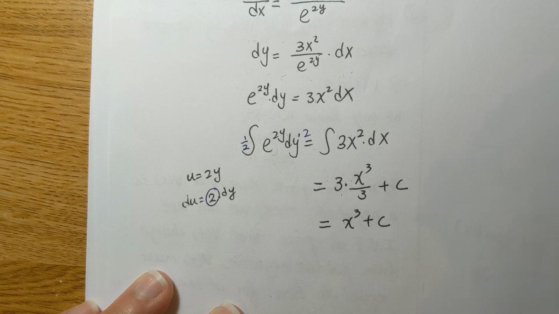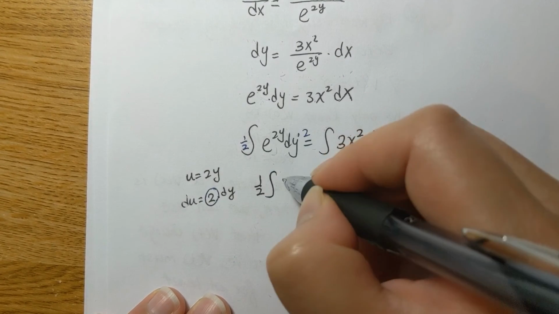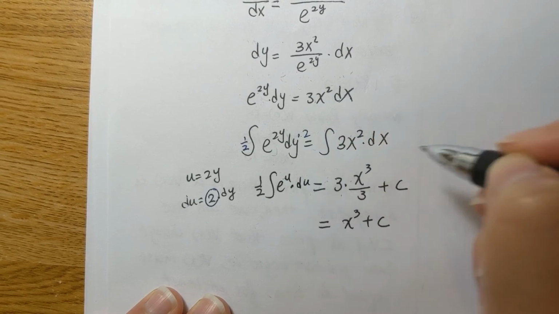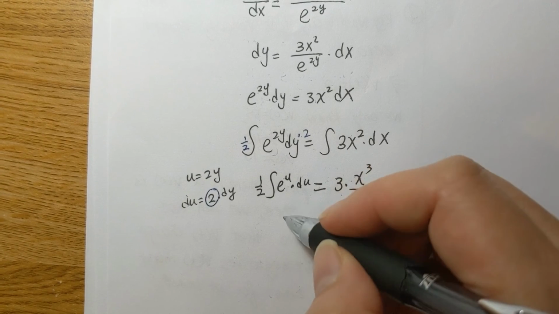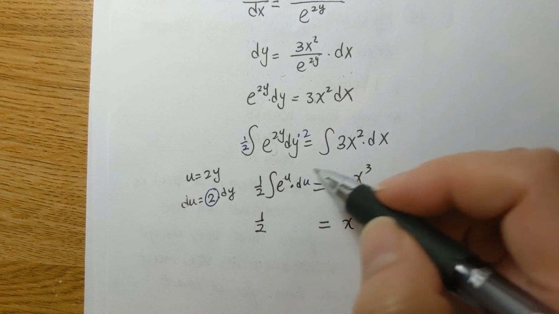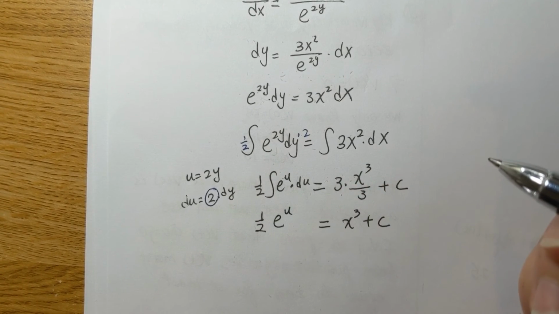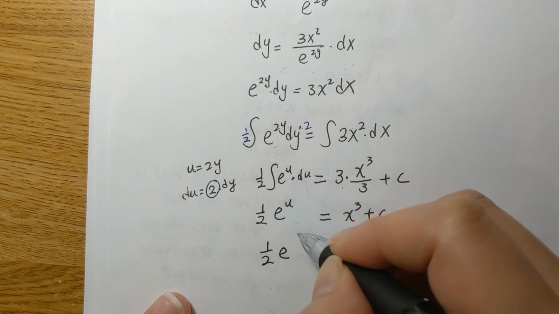So now we are going to rewrite it. So you get 1/2 integral, 2y becomes u, so e to the u, and then dy times 2 is du. Okay, so now we continue. 1/2 stays the same. So e to the u, we know that the derivative of e to the u is e to the u, so times e to the u. And I'm going to rewrite it because u is 2y.